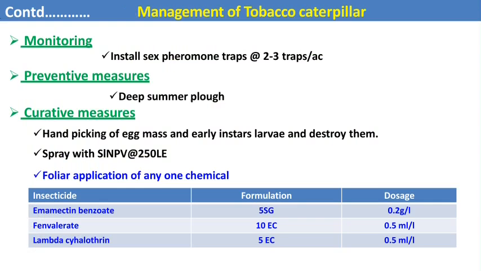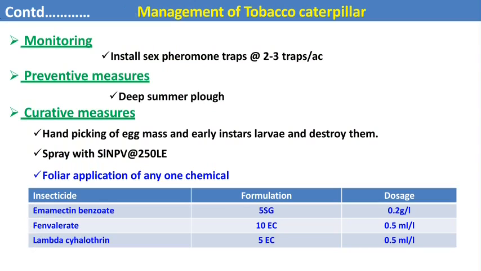Hence, this pest also acts as a defoliator, and in case of severe infestation, skeletonization of leaves occurs. For monitoring of this Spodoptera litura, we can install pheromone traps at the rate of 2 to 3 traps per acre with a Spodolure, and as a preventive measure, deep summer plowing should be followed. Then, for curative purposes, there is one mechanical practice, that is the collection and destruction of egg masses and early instar larvae.